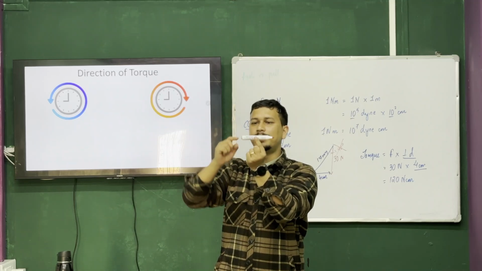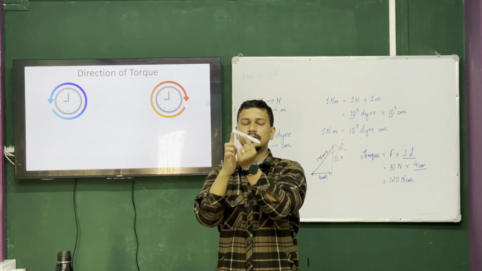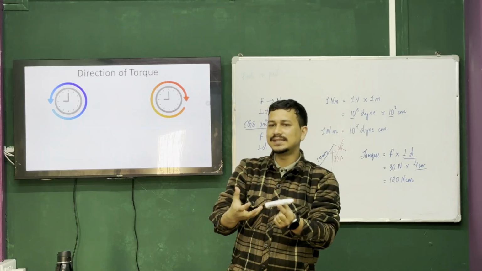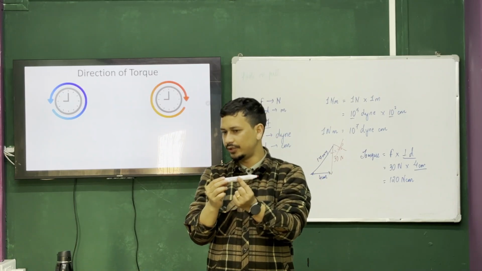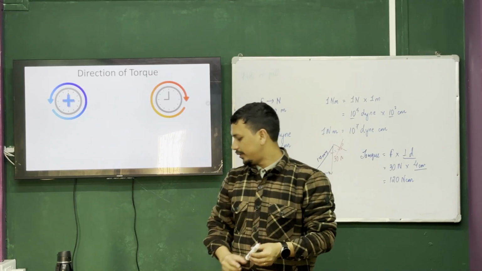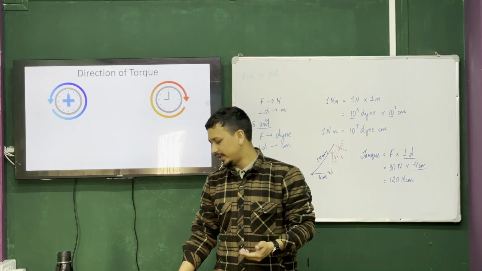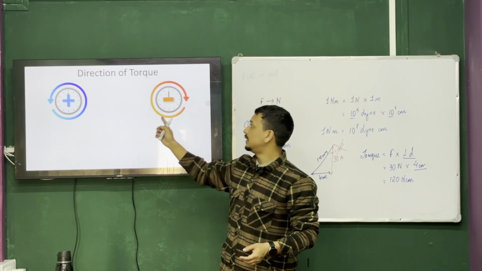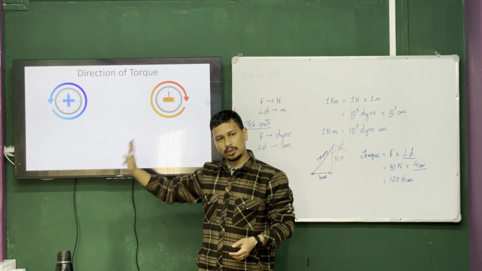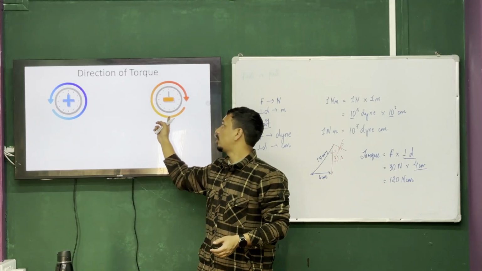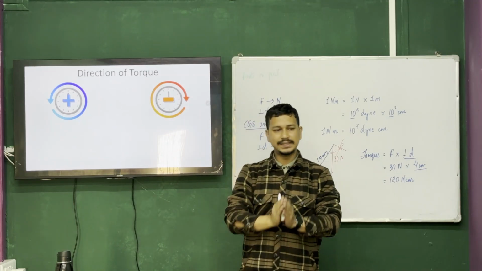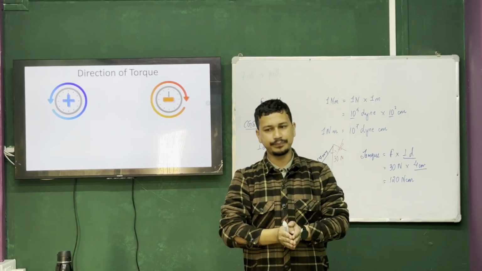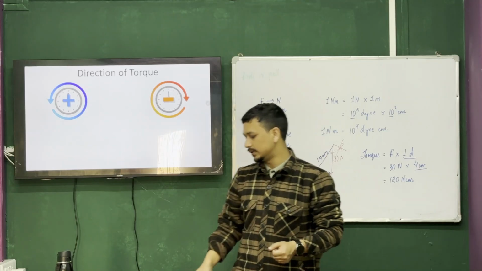Counterclockwise. But if I push it from here, it will be clockwise. So that's the meaning of direction of rotation or direction of torque. By convention, we take counterclockwise as positive and clockwise as negative. This is a standard you will have to remember. It will be useful when we do the numericals.